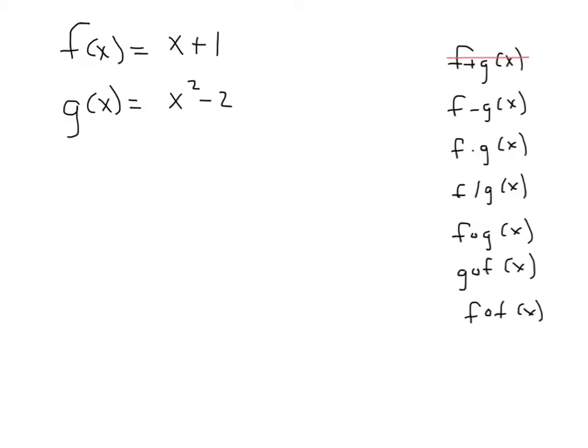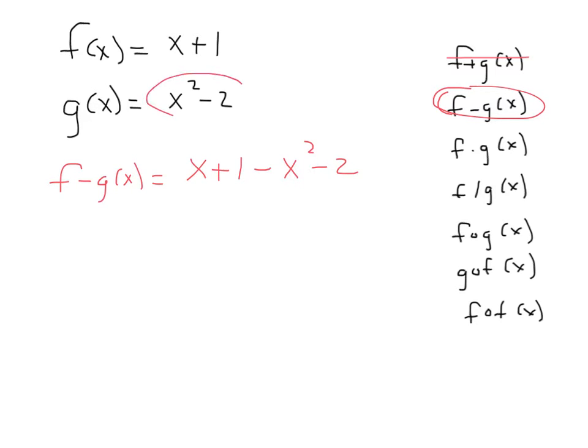Okay, so now we're going to do f minus g of x. And a mistake that can easily be made in doing f minus g of x is to do it just like you see it there by saying x plus 1 minus x squared minus 2. We don't want to do that because to subtract means you have to subtract everything that is in g, meaning that the x squared needs to be subtracted and the negative 2 needs to be subtracted.